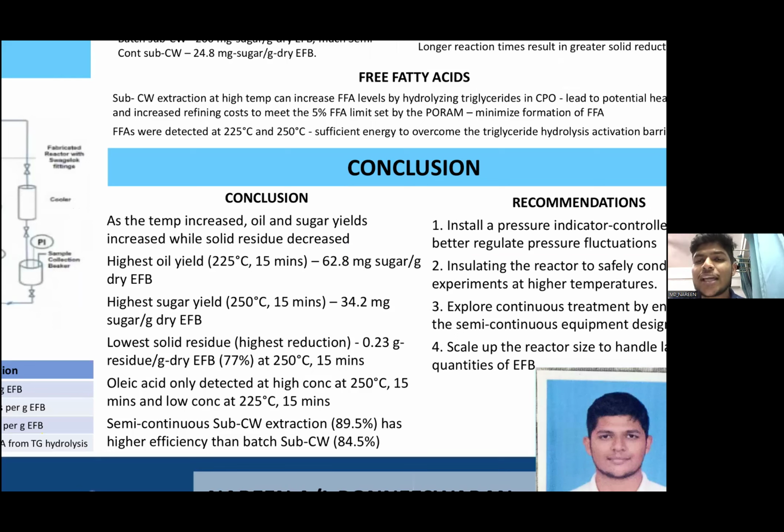So as for the conclusion, as the temperature increases, oil and sugar yields increase, while the solid residue decreases. The highest oil yield was obtained at 225 degrees and 15 minutes, at 62.8 milligram oil per gram dry EFB. The highest sugar yield was 34.2 milligram sugar per gram dry EFB. The lowest solid residue was 0.23 gram per gram dry EFB. Continuous subcritical water extraction showed 89.5% higher efficiency than batch.